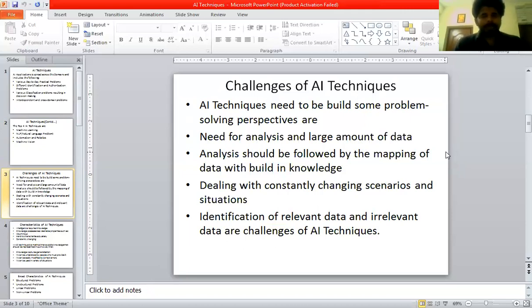So it can be dealing with constantly changing scenarios and situations, according to the type of problem that affects day-to-day life. That comes under the AI technique. And identification of the relevant as well as irrelevant data are mainly the big challenges of the artificial intelligence technique. So these are about the challenges.